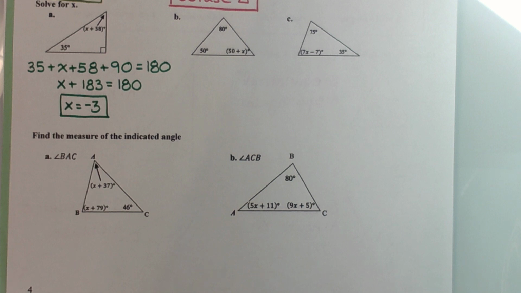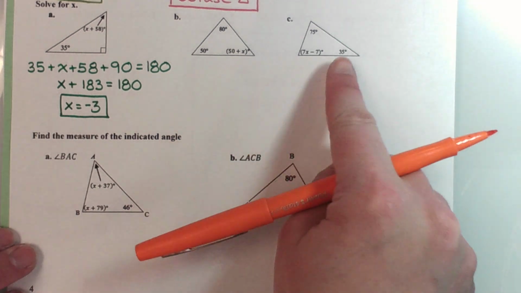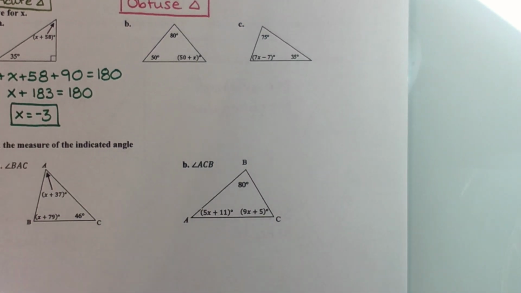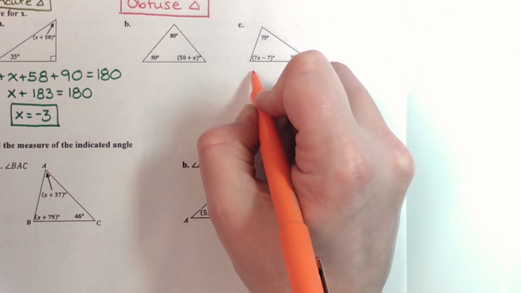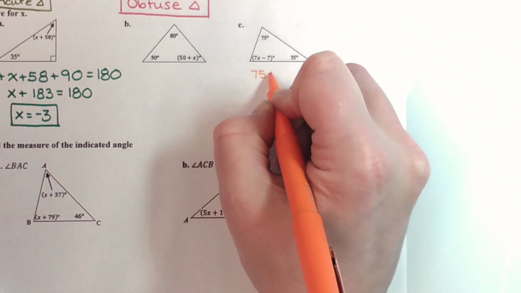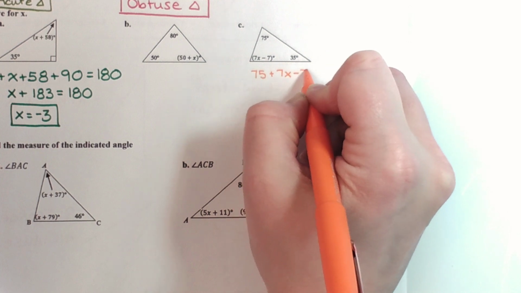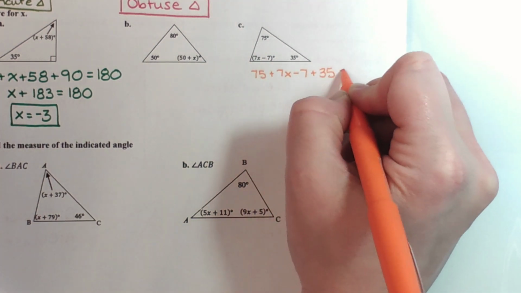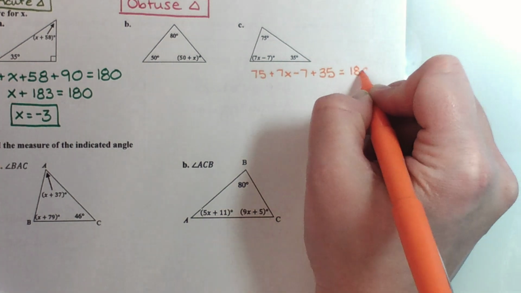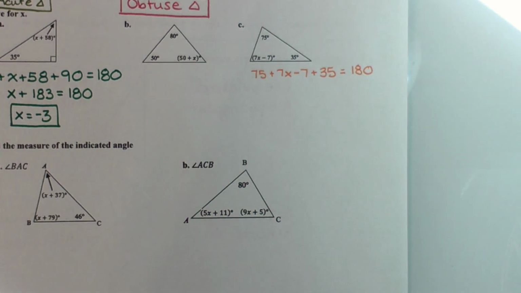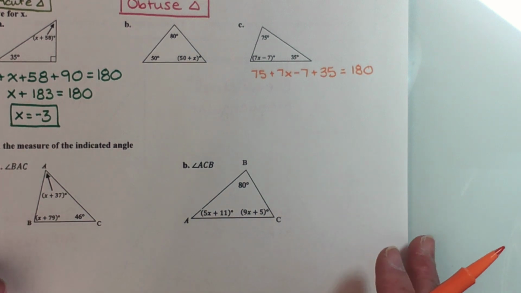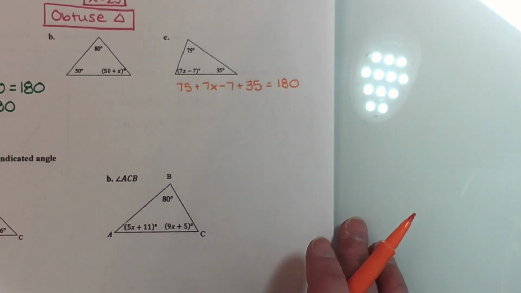Are these ones really any different than what I was doing already? No. I'm gonna skip over B, we're gonna go over to C. What am I writing? 75 plus 7x minus 7 plus 35 equals. Why is it okay to write this without the parentheses? Because it's just holding the degree. Because the parenthesis was only holding on to the degree symbol.